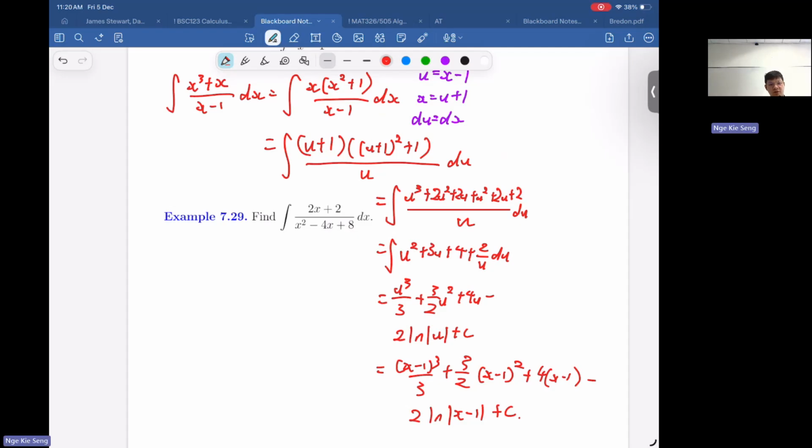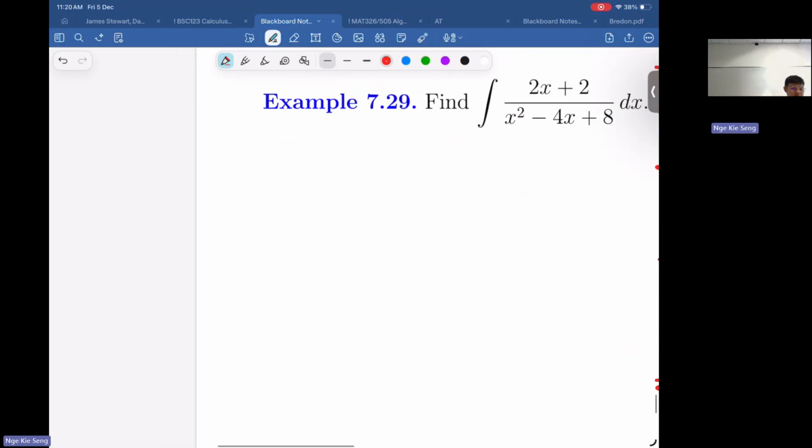Okay, if you can follow this one, how about we do the next one? Is there a way to simplify 2x plus 2 over x squared minus 4x plus 8? There's some factor appearing, right? 2, for example. How about the denominator? Is there any way to simplify it?